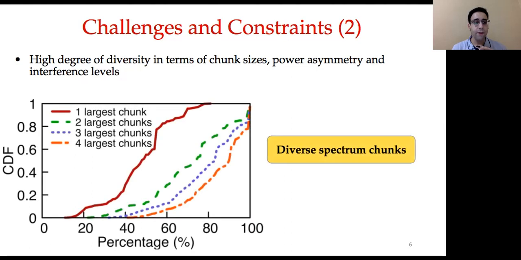This is a CDF figure for a percentage metric, where the percentage represents the ratio between the size of a TV white space spectrum chunk and the total size of the TV white space available spectrum. As we can observe in this figure, the size of the first largest chunk, the red curve, varies significantly, where in some locations it represents only 20% of the total TV white space spectrum, and in other locations it represents 80%.